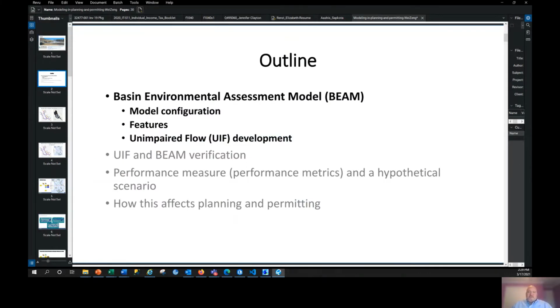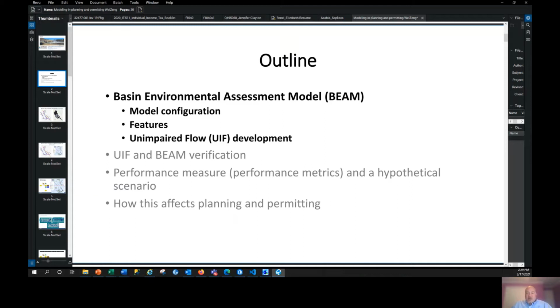Today, I'll focus on introducing the process of developing the OOA BEAM model. I will discuss general model configuration and features, and I will give an overview of how unimpaired inflow time series, the primary input for this type of model, are developed for this framework. I will briefly touch on how the BEAMs and the UIFs are verified.